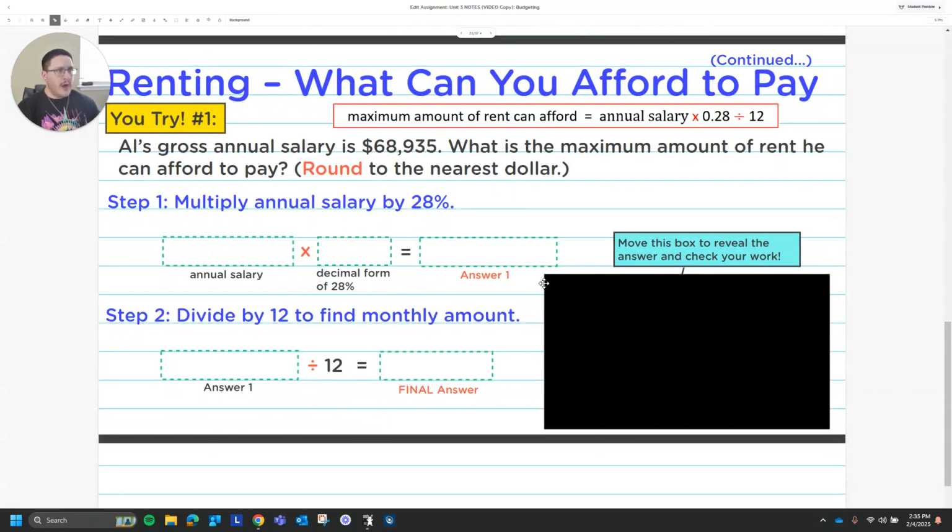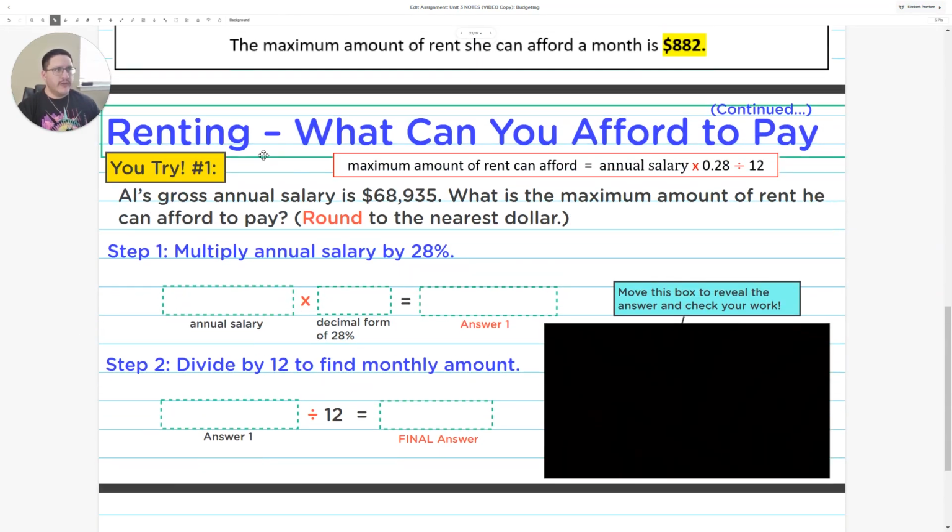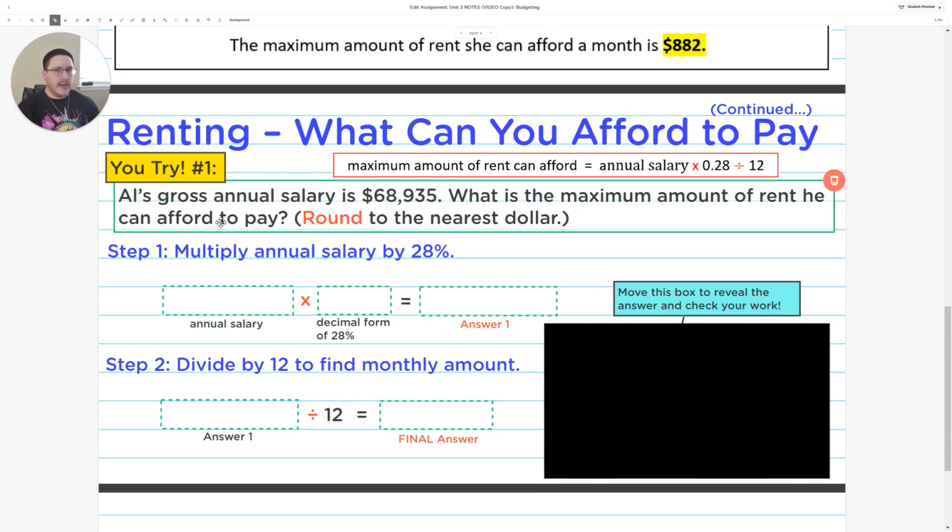Okay, now moving on, you try number 1. At this moment, I would like for y'all to pause the video, try this problem on your own. Let me read it to y'all first. Al's gross annual salary is $68,935. What is the maximum amount of rent he can afford to pay?